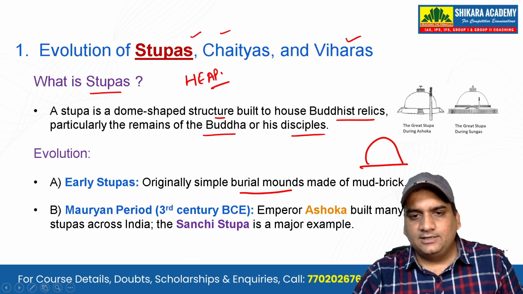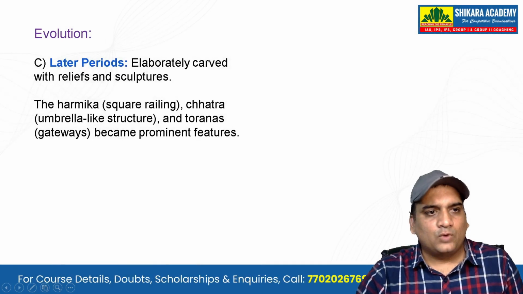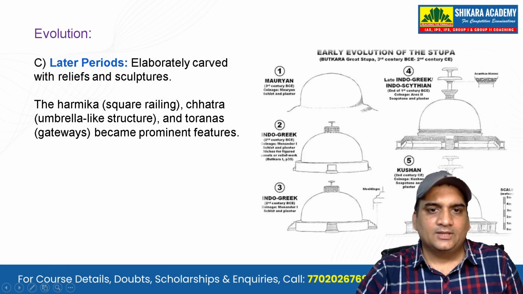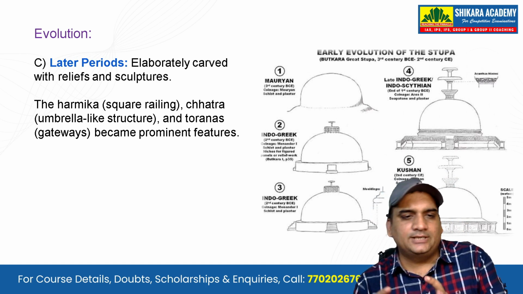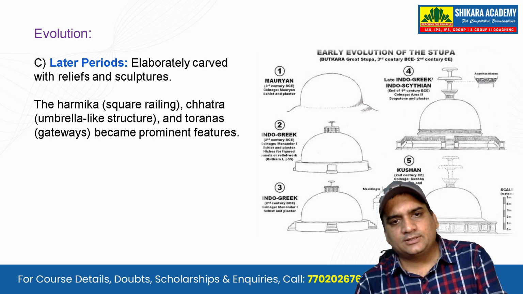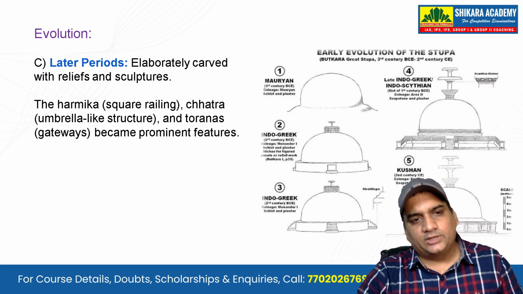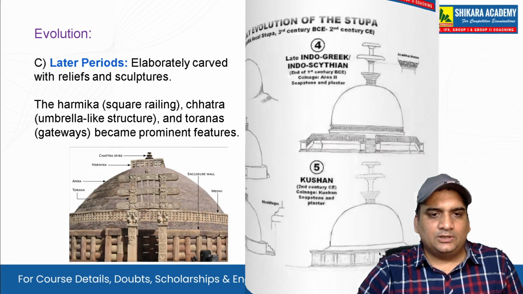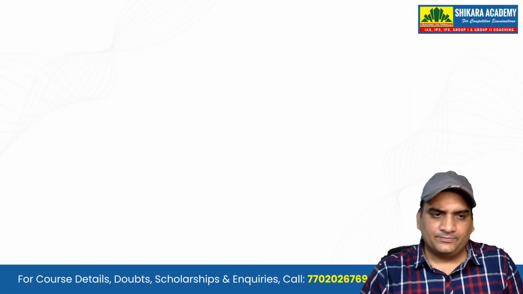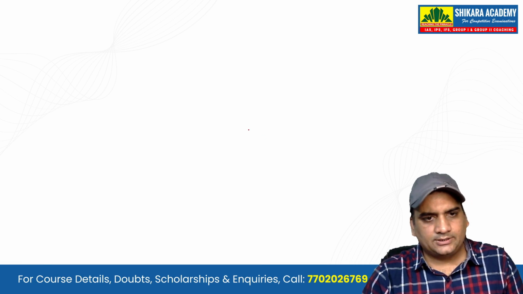Anyways, coming back to our slide, we'll see exactly what this stupa is all about, and how this stupa structure is. Sometimes related to the stupa structure you get questions: what the harmika is, what the chhatra is, what the torans are. We are going to see them in detail. So let's get started. I'll make a drawing and try to make you understand.